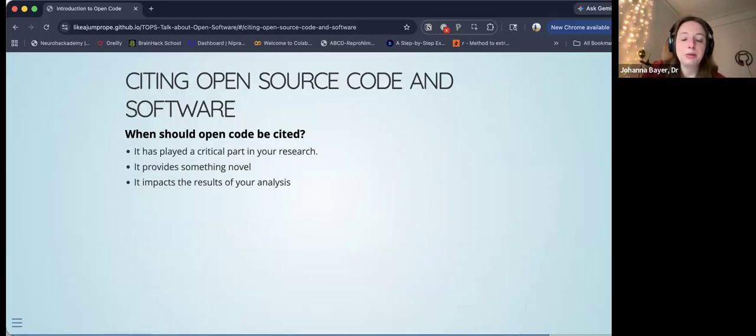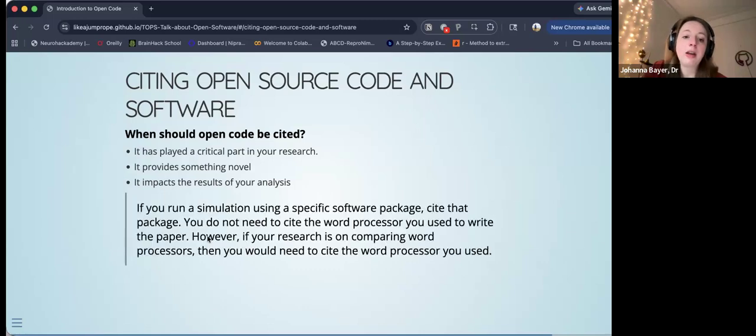So in order for someone to reproduce this, they would have to know exactly what pre-processing tool I used. So I need to cite that in my paper. Yeah, so that's basically saying this. So if you run a simulation using a specific software package, cite that package.